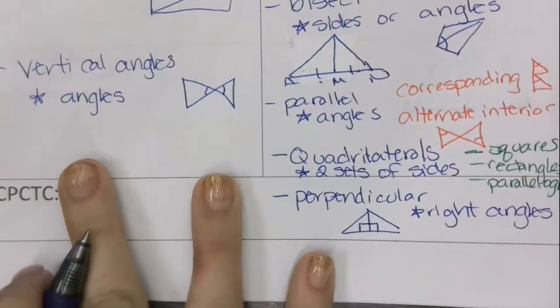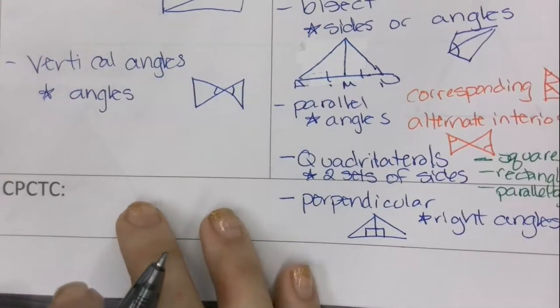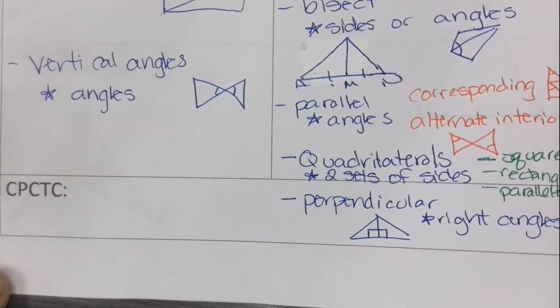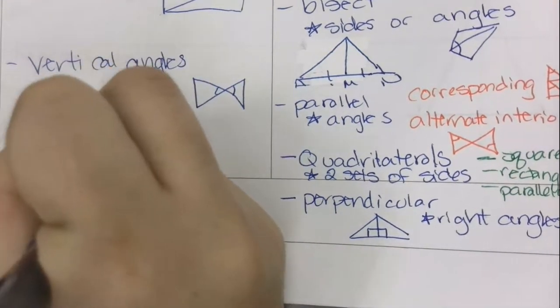The CPCTC is, just kidding. Corresponding parts of congruent triangles are congruent. This is used to prove angles or sides.